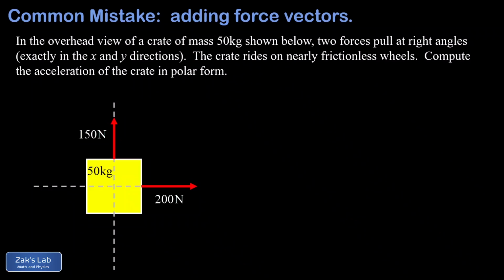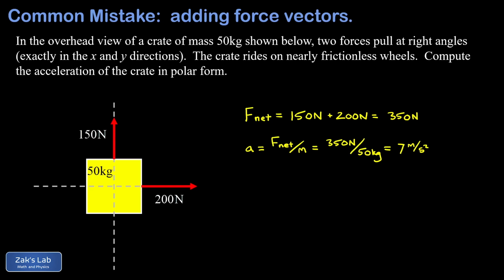In this video, we're going to look at a common mistake my students have made when adding force vectors. So in the setup to this problem, we're told we're looking at an overhead view of a crate with one force pulling in the x direction and the other in the y direction. And we're told friction is negligible, and the question asks for the acceleration of the crate.